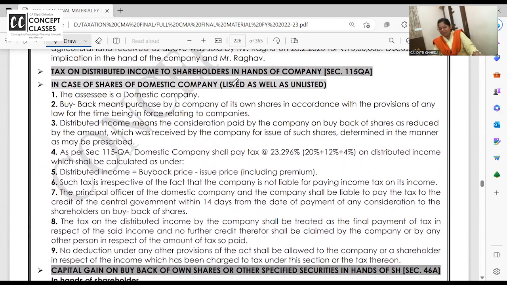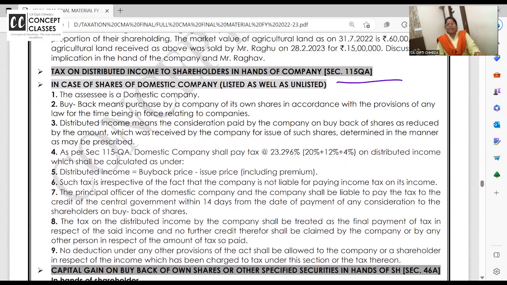Sometimes this is also given in the company assessment. You remember all the 115 series, BA, BAB, 115 BAC, BAD, cooperative societies. All we have taken in the Companies Act. So this is optional. You can learn it here or you can learn it in capital gains. Let me talk about it orally.